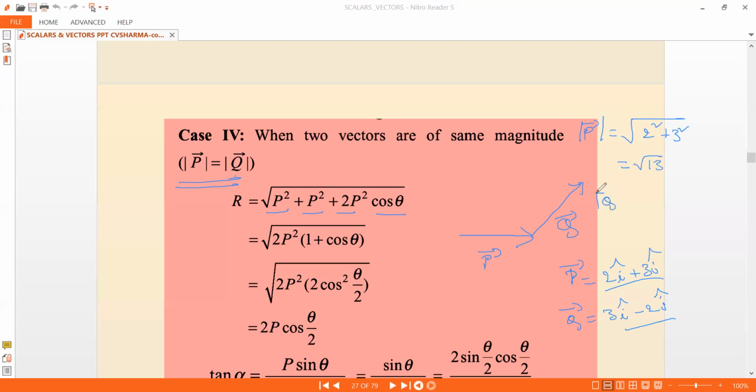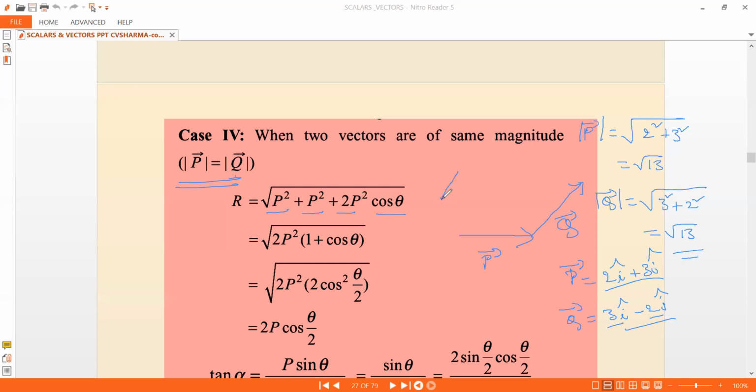And mod Q bar happens to be again square root of x square plus y square. This is what you have to do: 3 square plus 2 square. Once again, that's root 13 units. So in both the cases, the magnitudes are the same, but the directions of the vectors may be different. It doesn't matter. Now, if such a situation happens, how the resultant behaves, that's the very idea.